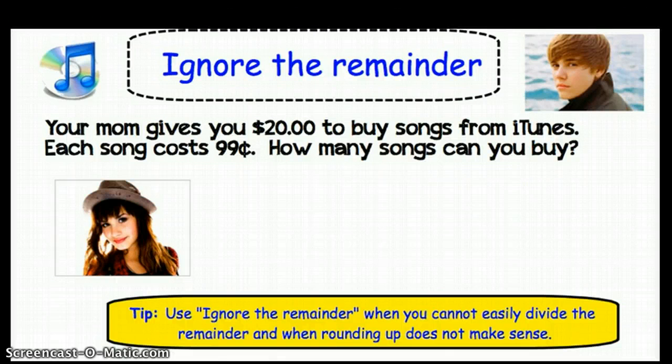The first choice is ignoring the remainder. Here is an example. Your mom gives you $20 to buy songs from iTunes. Each song costs 99 cents. How many songs can you buy? First, we would do some division. 20 divided by 99 equals 20, remainder 20. So we need to decide what to do with that remainder.